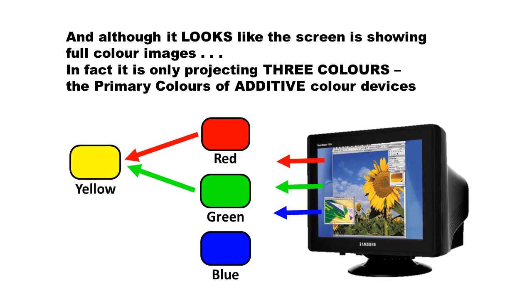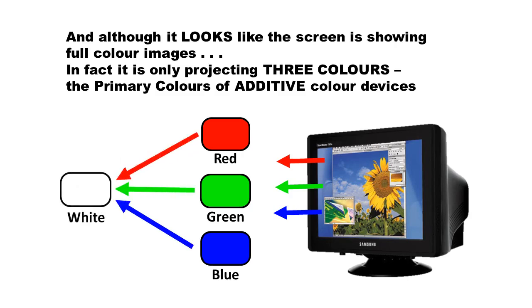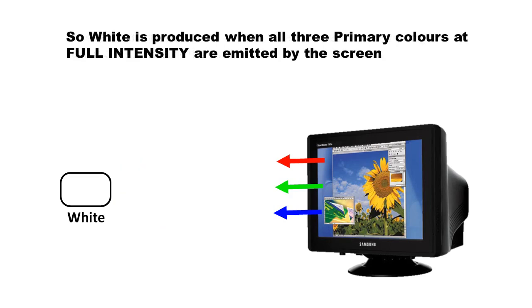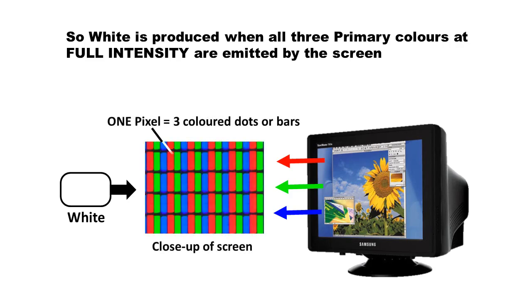Red light and green light, when combined, create yellow light. Green light and blue light create cyan light. And red, green and blue light, when combined in equal proportions, create white light. Unlike pigments, which subtract more light and get darker, the more different colours are mixed together with devices which emit light, the projected colours add together and the resulting image becomes brighter. So white is produced when all 3 primary colours at full intensity are emitted by the screen.